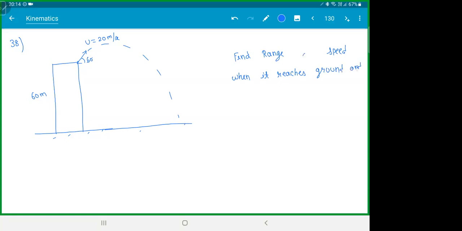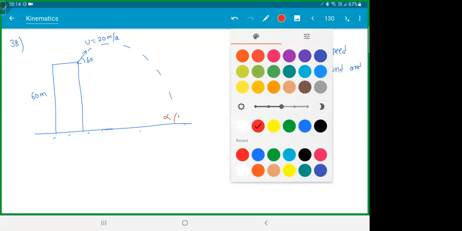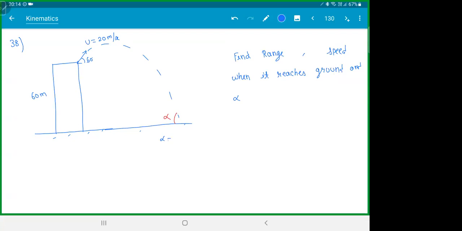And find alpha also. Alpha is this angle. Alpha is the angle made by the particle when it hits the ground.